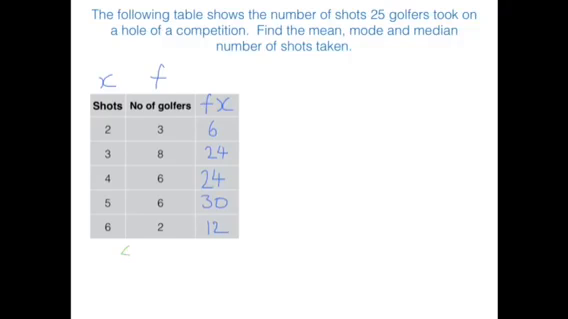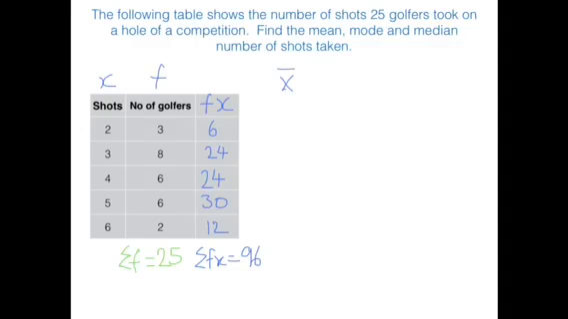Now I know to find the mean, I need to know what sigma f and sigma fx are. So I'm first of all going to add up all the f column, sigma f. When I add 3 and 8 and 6 and 6 and 2, I get 25. I also need to know what sigma fx is. Well, my fx values are 6 and 24, 24, 30, and 12. And so when I add those up, the sum of fx, sigma fx, is 96.